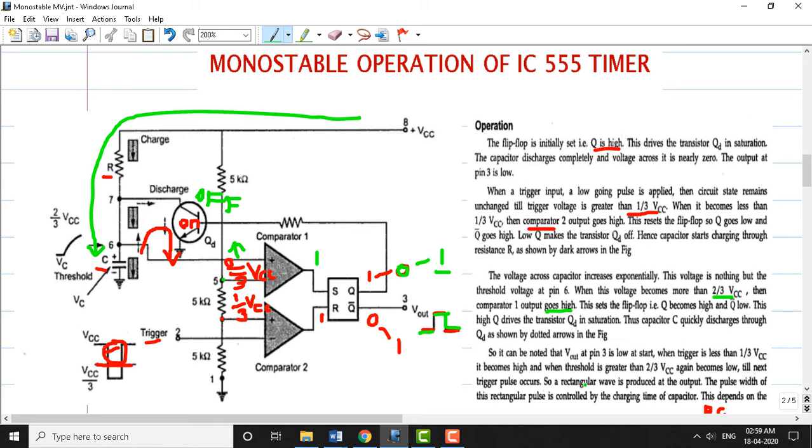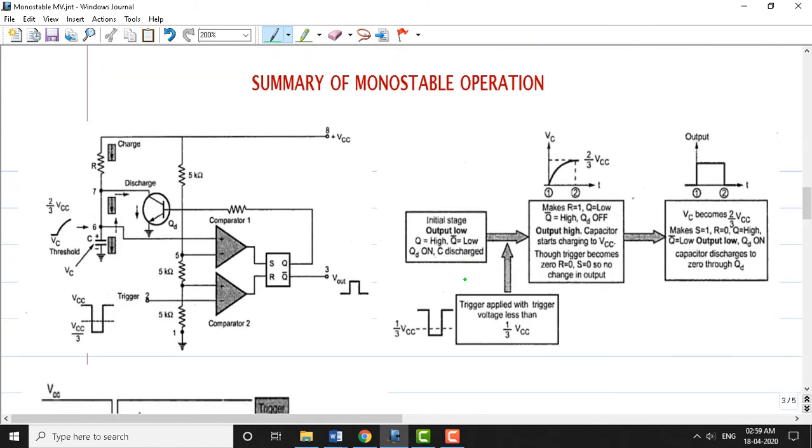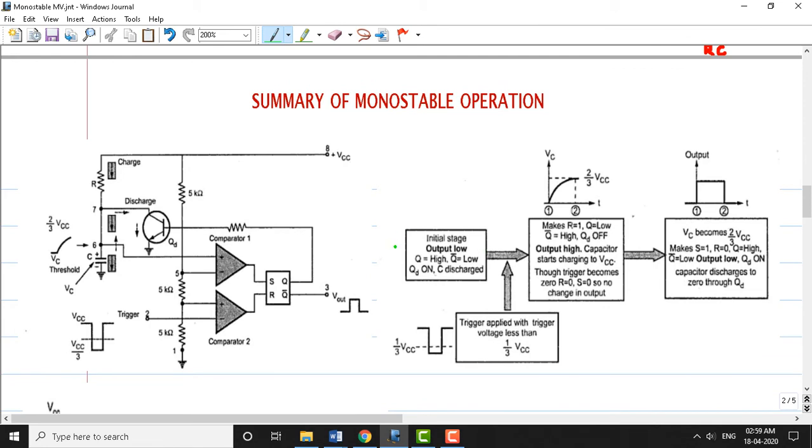So from this we are able to generate a rectangular wave. What you can see here is produced at pin number 3. So this is a pulse of width W we can see here. The pulse width of this pulse depends on the resistance and capacitor here. So we can vary the width of this by changing the resistance and capacitor here. Now let us summarize this working.